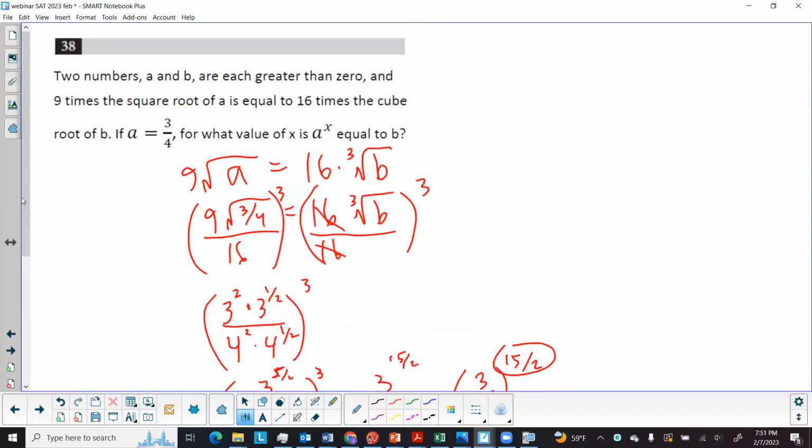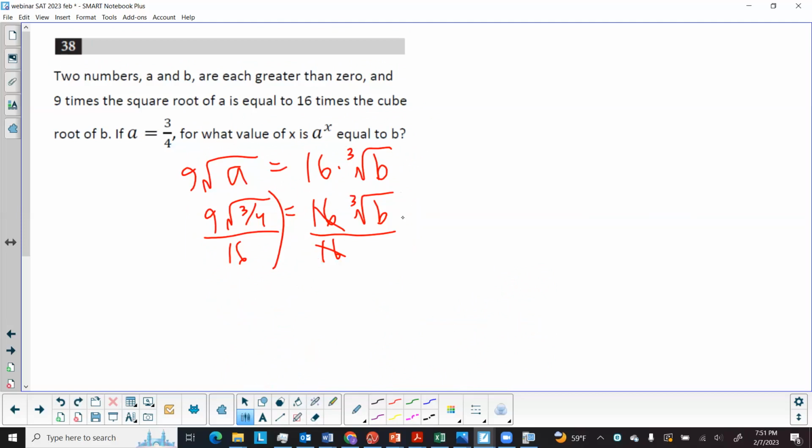But so how can we do this? Does anyone have any ideas? How could we do this? You kind of get to this step here, where let me just back up to where we were here. So we're kind of there. How would you do this?